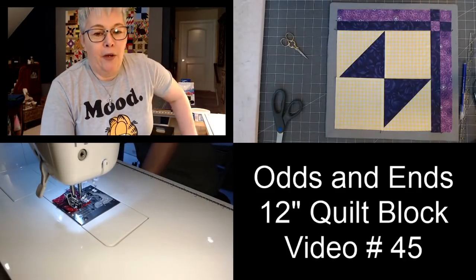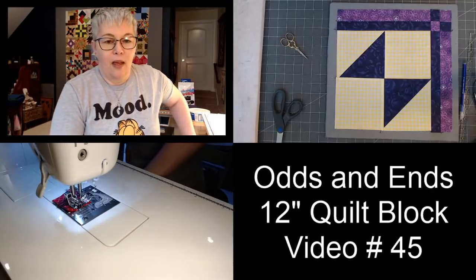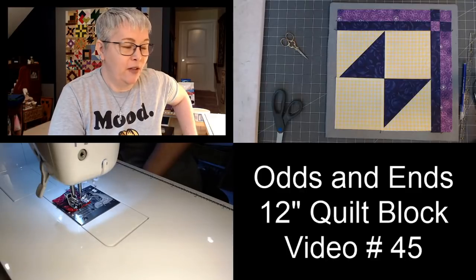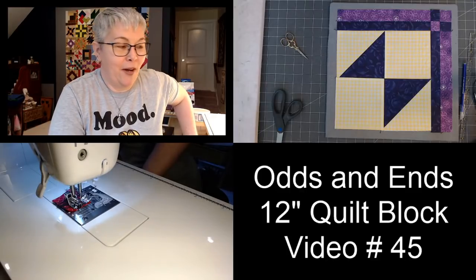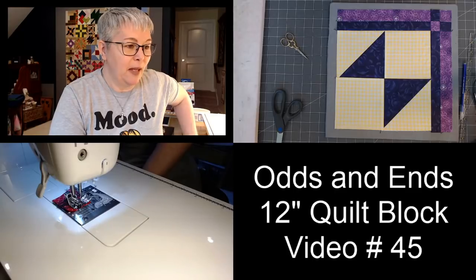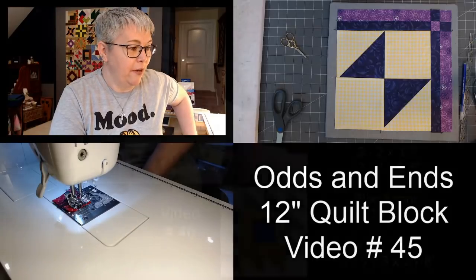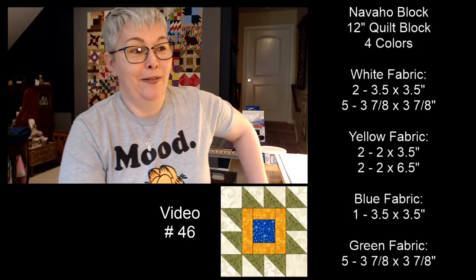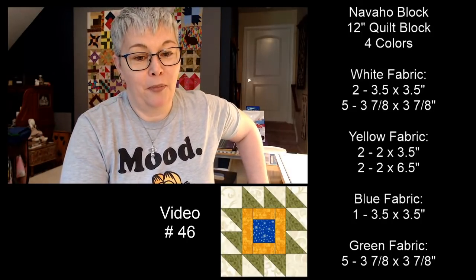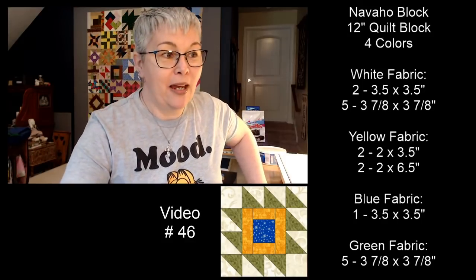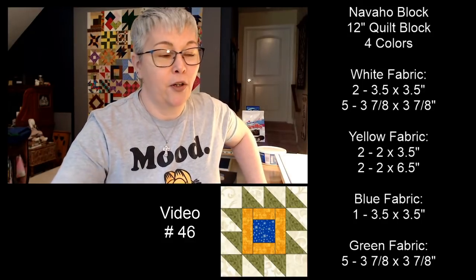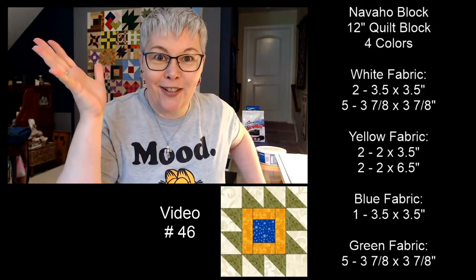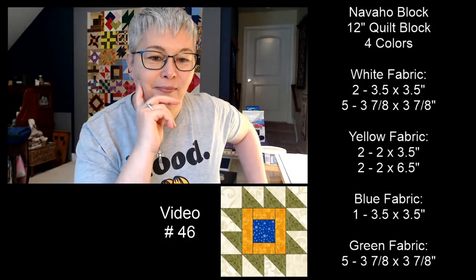All right, before we go for today, let me pull up the block we're doing tomorrow. So if you're taking notes, you can go ahead and write this down. And if you want to sew with me live tomorrow, you'll have a chance to cut out your pieces. Tomorrow's block is called Navajo. It's also a 12-inch quilt block, so if you're only making the 12-inch quilt blocks, or if you're changing the measurements to get a 12-inch quilt block, you're all set and ready to go for tomorrow.